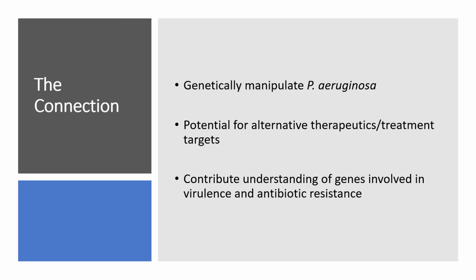So I wanted to discuss the connection between my thesis and this paper. Both aim to genetically manipulate Pseudomonas aeruginosa using CRISPR plasmids, and to examine if there are phenotypic differences in the mutated bacterial strains versus the wild type. This research allows us to further understand what genes are or are not involved in the virulence factors and antibiotic resistance abilities of Pseudomonas aeruginosa, and this could be implemented in other bacterial strains, and this can lead to potential new targets for infection treatment or alternative therapeutics to deal with infection.